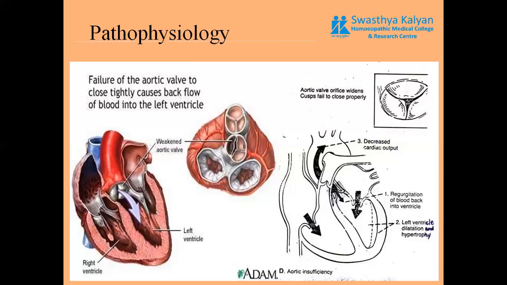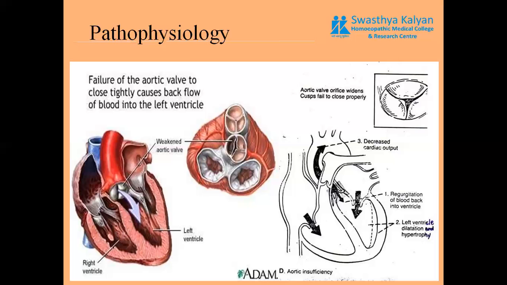Now, the preload of the left ventricle increases as it receives blood from the left atrium, as well as some amount of blood already present in the left ventricle as it regurgitated back from the aorta. So, the overall volume of blood present for the ventricle to pump increases. This increases the workload, and obviously this will cause dilatation as well as hypertrophy of the left ventricle.